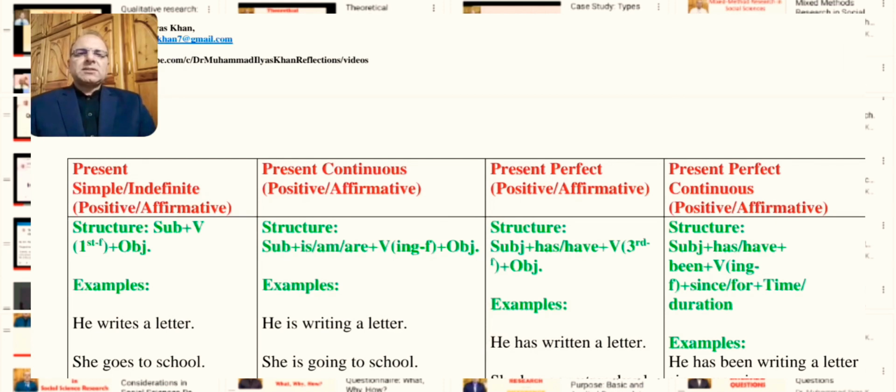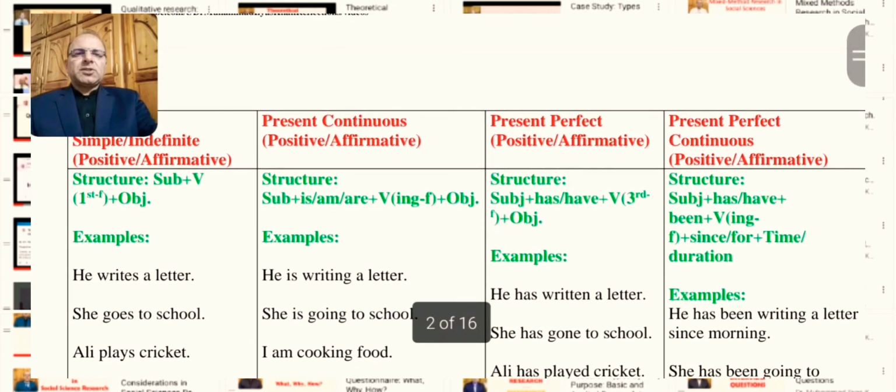The present tense and its four types: the present simple or indefinite tense, present continuous tense, present perfect tense, and present perfect continuous tense. And as I said, the first table is about the positive or affirmative of these types. So present simple or indefinite positive will have structure: subject plus verb first form plus object. So here are examples: he writes a letter, she goes to school, and so on.